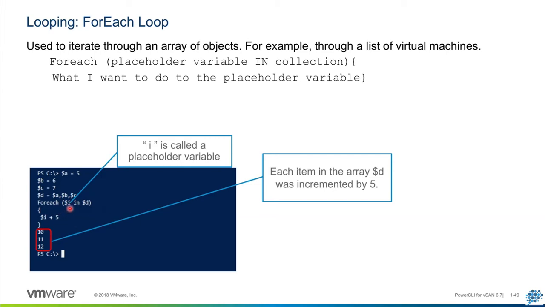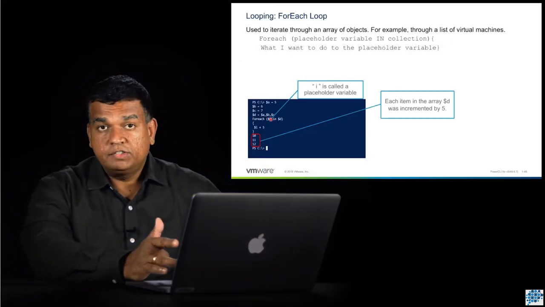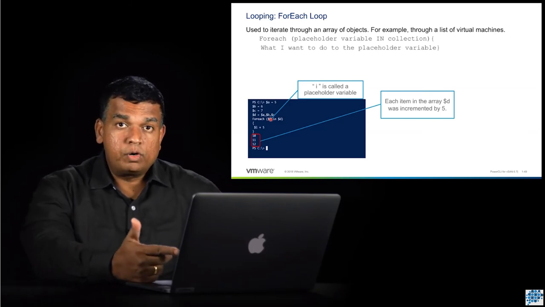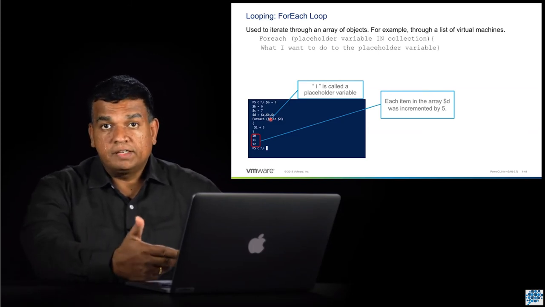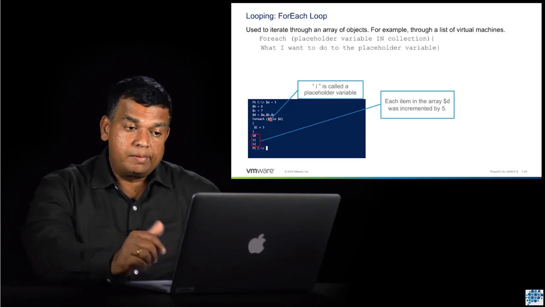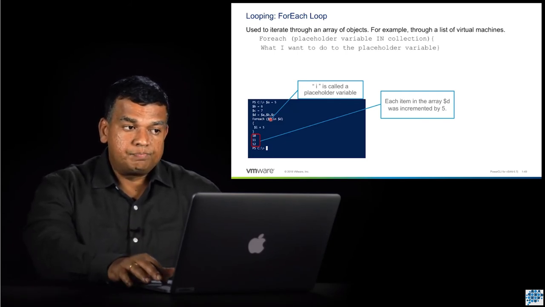What it means is that each time, I will assume the value of one of the members of the array. As you see here, D contains three members, A, B, and C. So each time I will assume the value of one of the members of the array, and it will increment by 5. This is how the foreach loop works. This is a very important construct, which you will see in the next slide when we actually use it in PowerCLI. So let's look at an example.